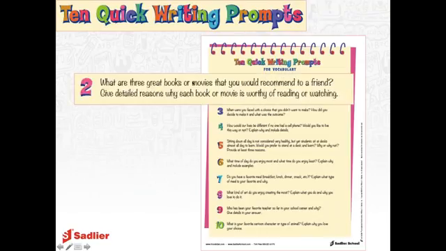So number 2 is my example. What are 3 great books or movies you would recommend? And then they would just list them. Underneath, give detailed reasons why they are worthy of reading. And the vocabulary part of this is they have to use at least 3 vocabulary words, or 5, or 7, or 2, or 1, depending on the age and the level of your students. They have to use at least 1 or 2 vocabulary words, if not more, in their writing prompts each day.